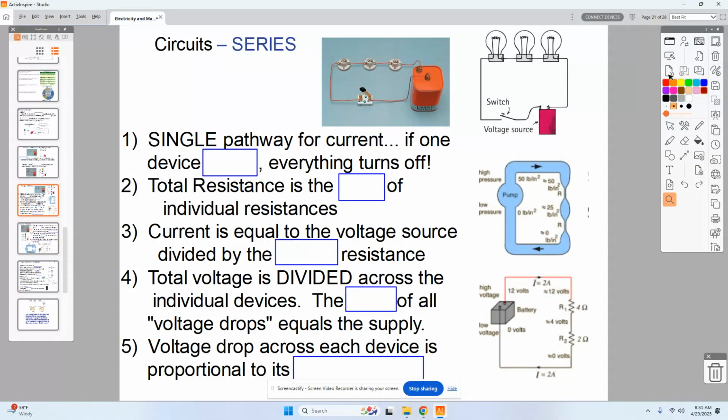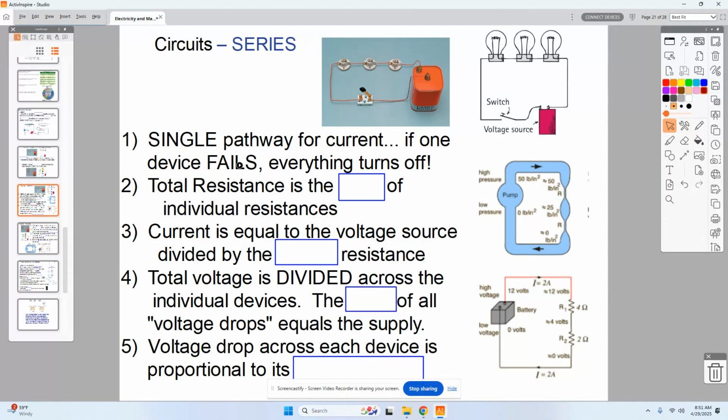Yesterday I had you actually try this by passing the tennis balls around, very similar to what we see up here. There's a single pathway for current. If one device fails, everything else shuts down. Some of you may have noticed yesterday that when someone dropped the ball, literally and figuratively, we had to wait till that ball got picked up so that we could then continue to pass things on. So if something fails, everything else shuts down.